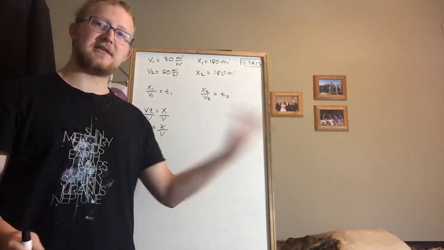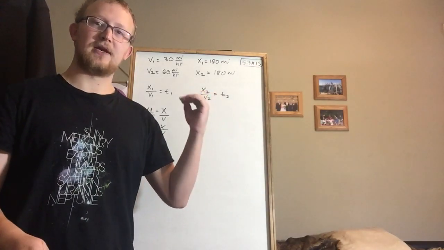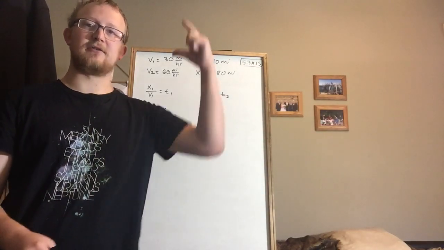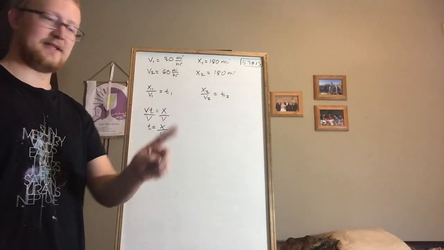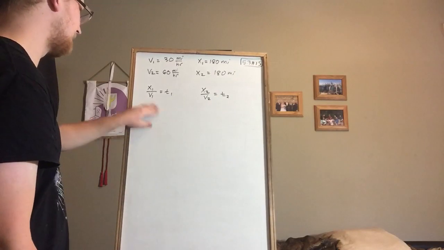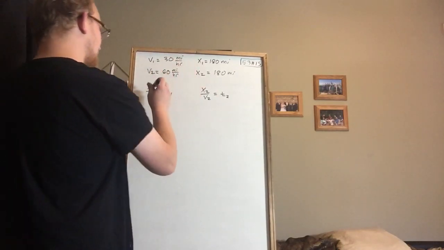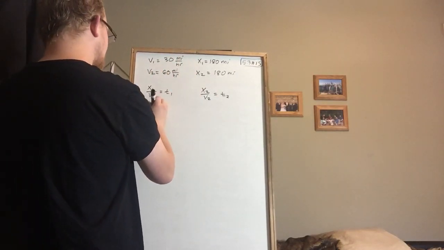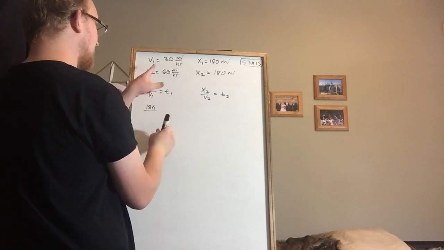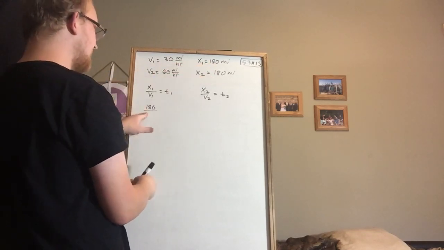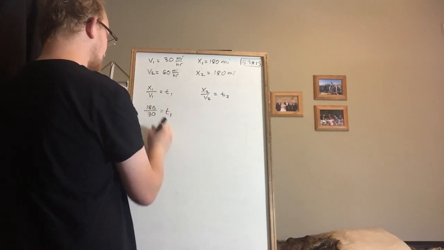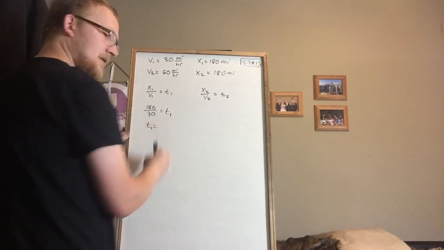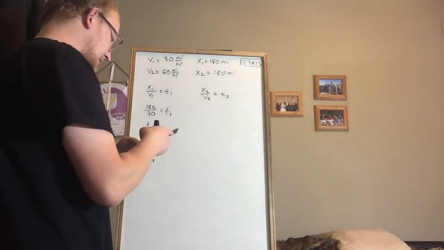Right, if I said it's 60 miles to get there, and you knew you were driving at 60 miles an hour, you would take the 60 miles divided by the 60 miles an hour, and you'd find the time required was 1 hour. So I'm solving for the time of the first trip. The distance was 180 miles, and the velocity was 30 miles per hour. So time 1 equals 180 divided by 30, which is 6.